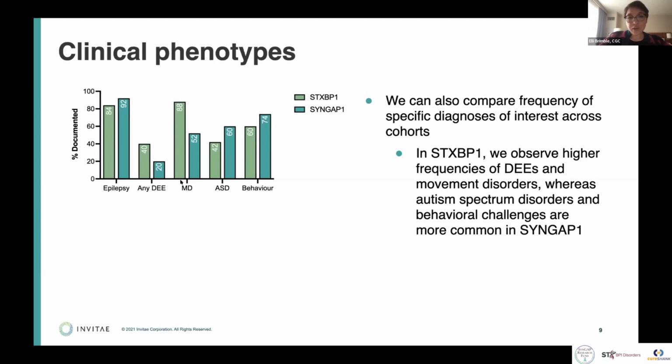And so already here, we can start to see some differences in the phenotypic spectrum of these two conditions. So in STXBP1, we see that we're observing a higher frequency of developmental and epileptic encephalopathies, as well as movement disorder. Whereas looking at SYNGAP, there appears to be a higher frequency of autism diagnoses and behavioral challenges. So we can certainly do this across the full spectrum of diagnoses that are extracted to start to tease apart some unique differences between various conditions.